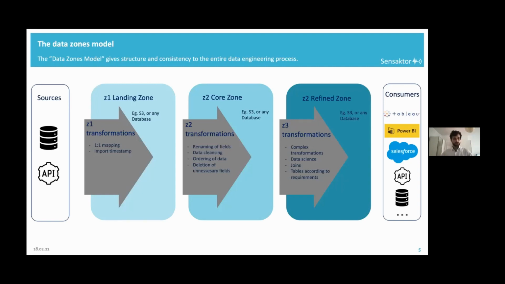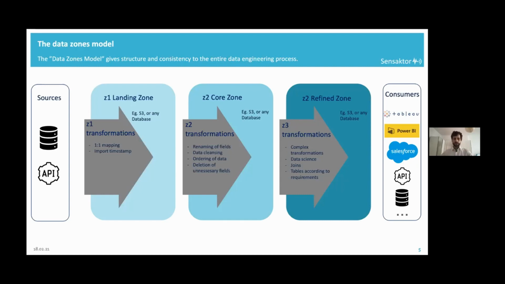The data zones model gives a structure, so the mess that can happen when you don't use a model like this is avoided. The data zones model consists of three zones: the landing zone, the core zone, and the refined zone. In between, there are zone 1 transformations, zone 2 transformations, and zone 3 transformations.